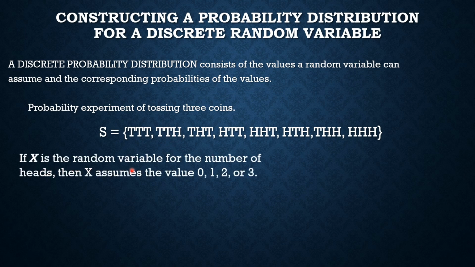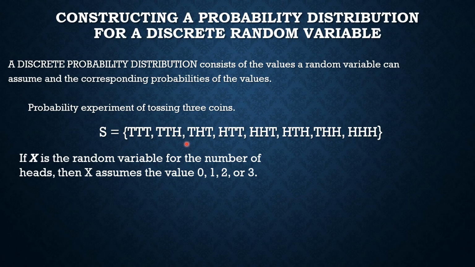Now, if x is the random variable for the number of heads, then x assumes the value 0, 1, 2, or 3. Meaning, ang ating random variable is x, and the values of the random variable are 0, 1, 2, or 3. Ano ibig sabihin ng values natin ito? It only means that in our experiment, sa ating sample space, if we let x as our random variable for the number of heads, meron dito sa ating sample space na walang head. And that is when the outcome are all tails. That is why one of the values is 0.